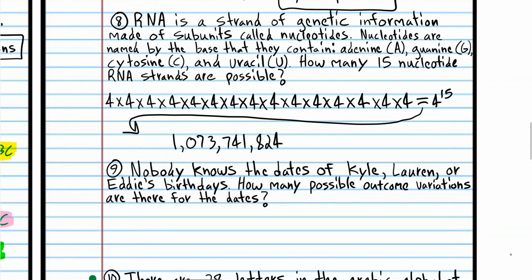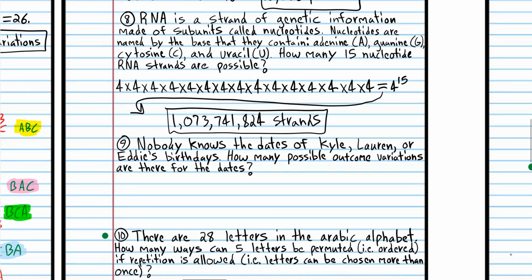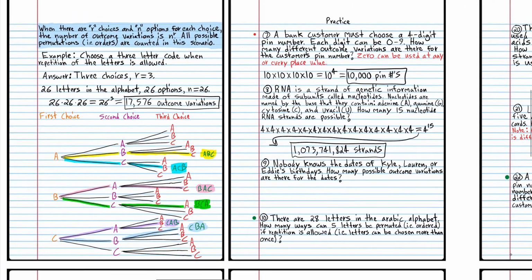1,073,741,824 strands that are possible, RNA strands. So that was kind of a weird problem. But again, that's just another type of problem where we're counting all the different ways that we can arrange things, arrange letters or numbers.